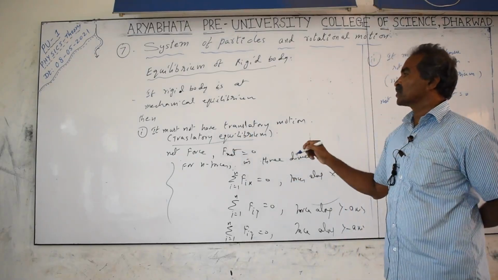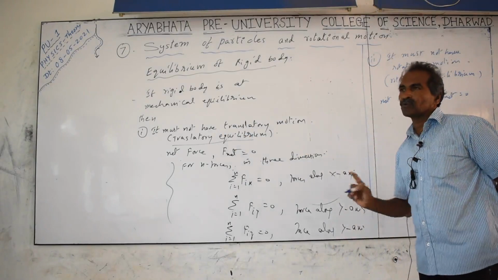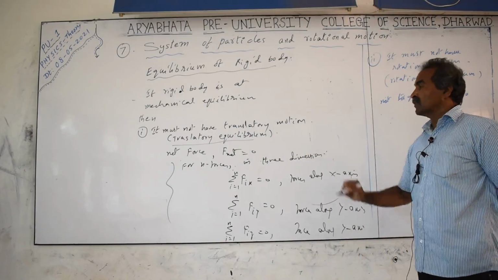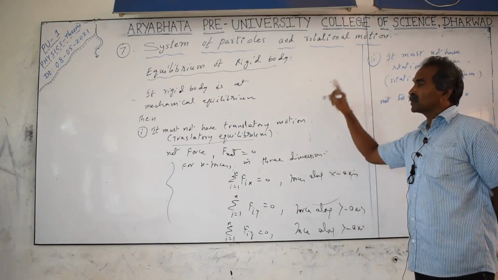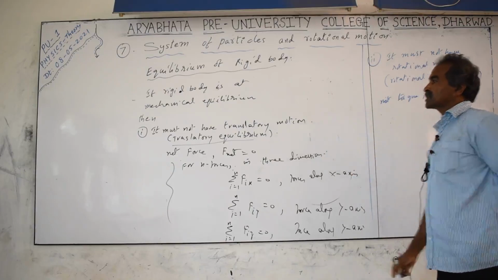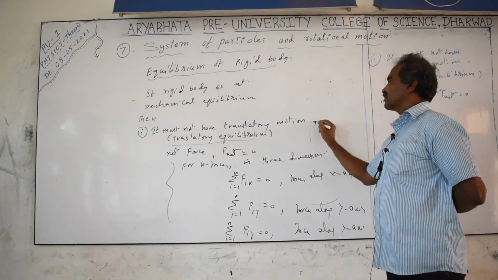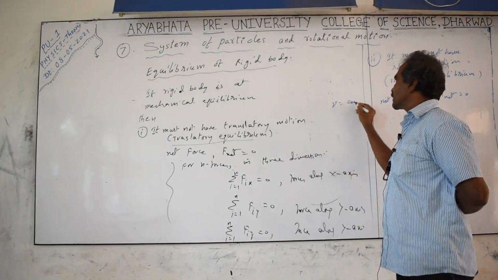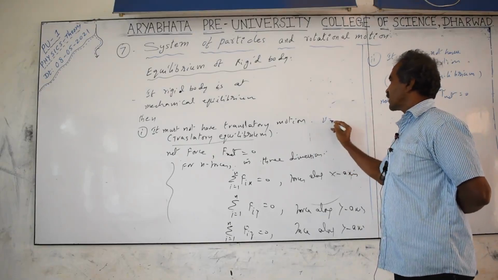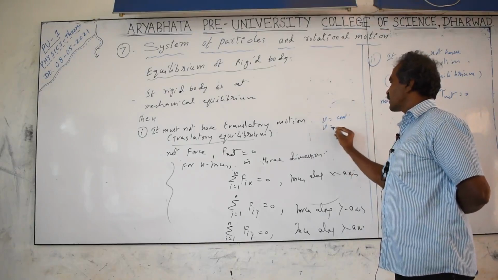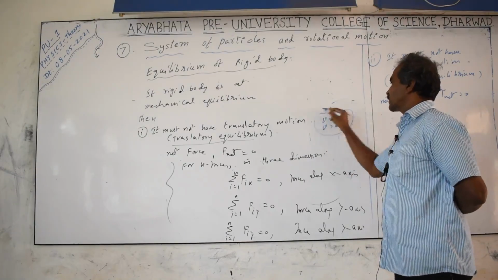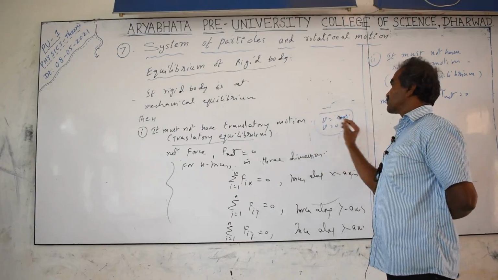It can be in translatory equilibrium in the sense net force is 0. When net force is 0, an object at rest will stay at rest. If it is already in motion, then it will continue with uniform velocity. So it can have translatory motion, but the velocity should be constant, or the velocity can be 0 also. Both are possible here.